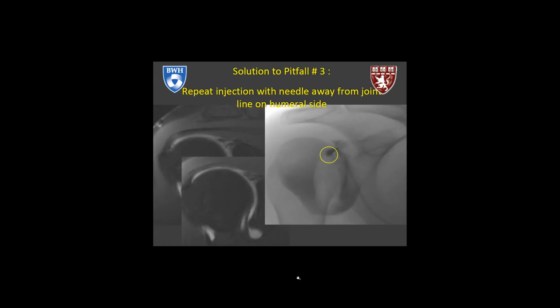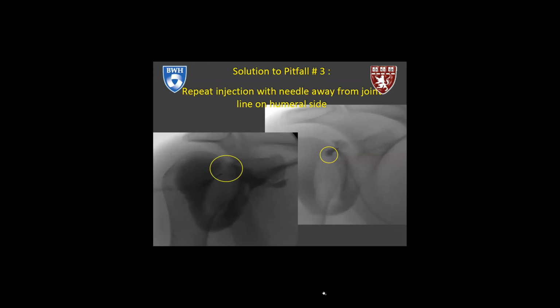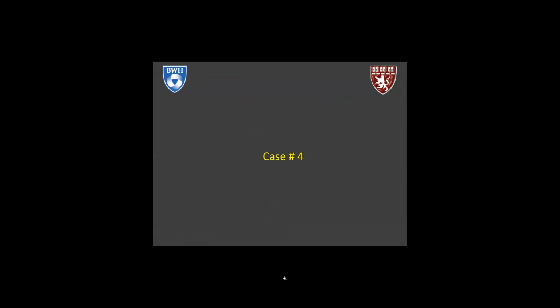So what's important to recognize here is that the needle migrated off, and it's important to repeat the injection away from the humeral joint line. Move the needle off and then reposition. Ideally, remember, this is where your needle tip needs to be: on the humeral side, and not free floating in the soft tissues.